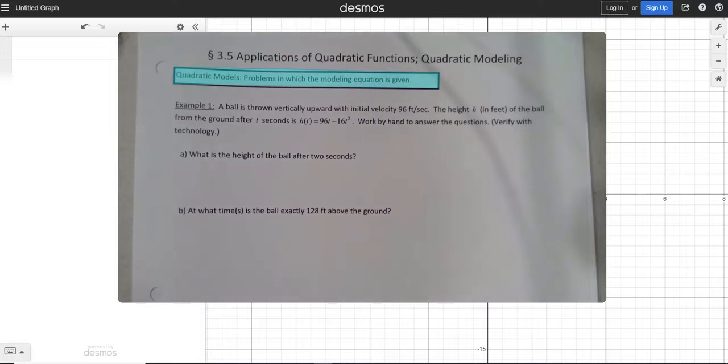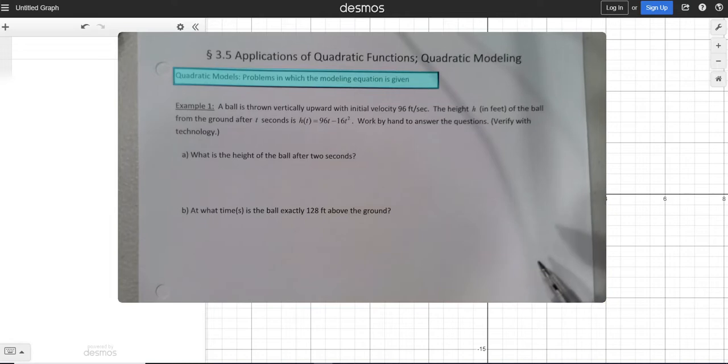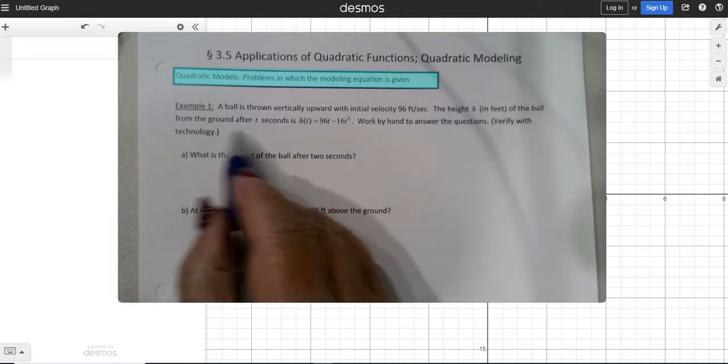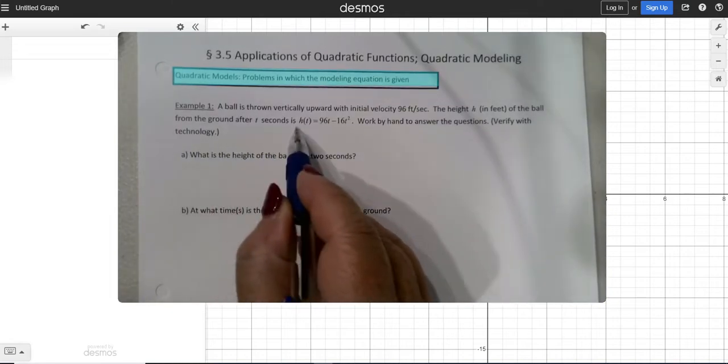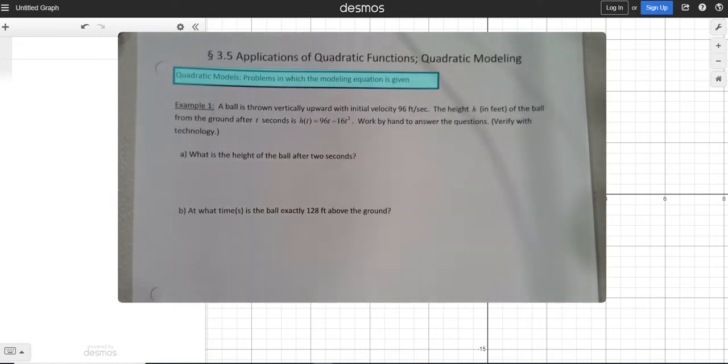In section 3.5, we're going to be talking about using quadratic functions in applications and particularly to model real-world situations. Our first example: a ball is thrown vertically upward with an initial velocity of 96 feet per second. The height, h, which is given in feet, of the ball up off the ground after t seconds is given by this quadratic function. H of t is 96t minus 16t squared.